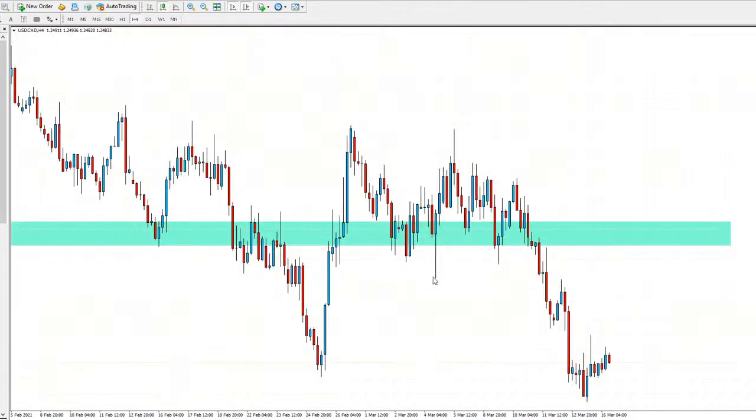USD CAD, we saw a nice push to the downside last week, breaking back below that key support level, which is 1.26, and now we're back at that previous low. So right now price action is getting a bit choppy. Again, we've had a push to the upside. Now price is kind of just moving sideways there.